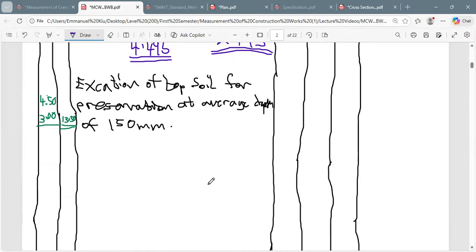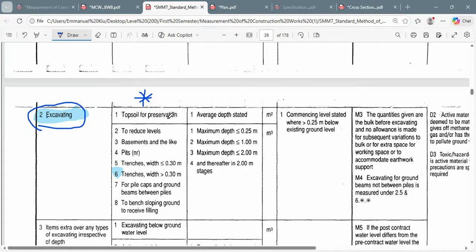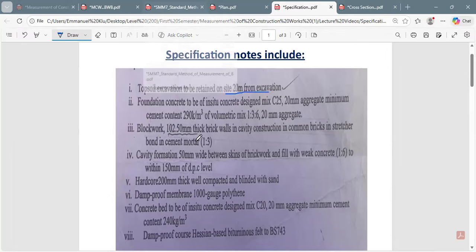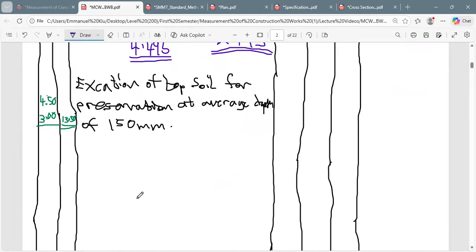All right, so let's proceed. So the disposal of excavation material on site in spoil heap, average distance from excavation. That is how we have to describe that. I believe I showed you that in the SMM7 already. They've given us the distance of the excavation, that is 20 meters away from the site. We saw that in the specification. I think this is it over here. So I believe it's not much of a problem. After that, we will do the scoring for that too.